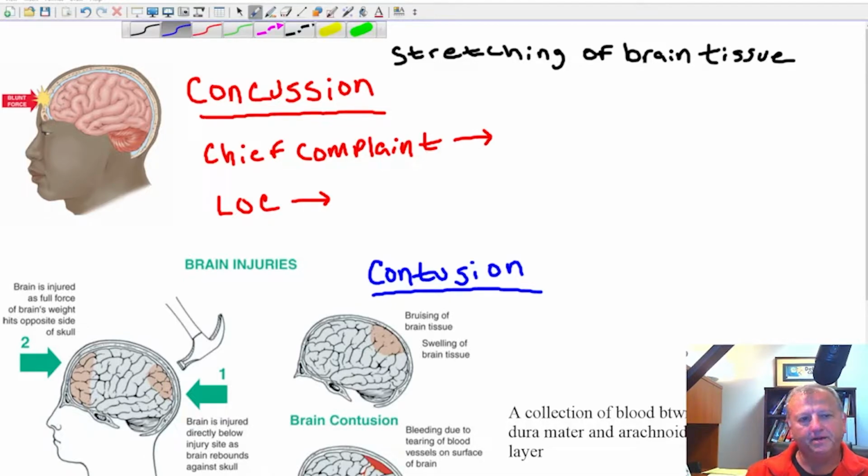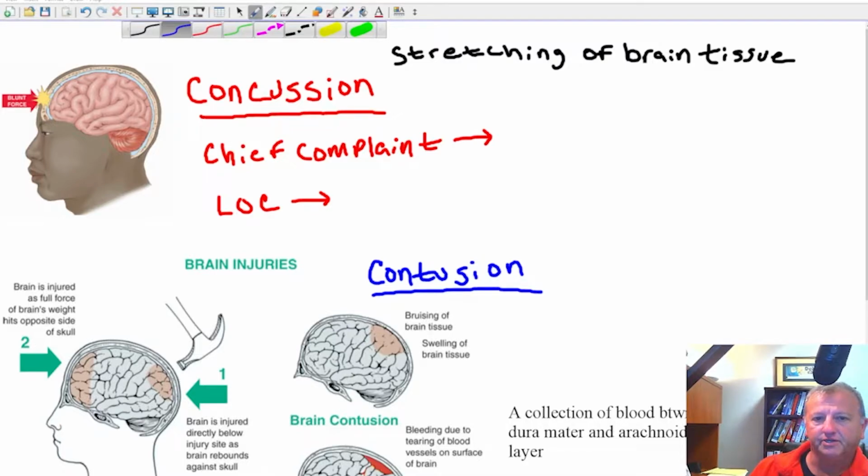Let's talk about it. We're going to talk about concussions. We're going to talk about contusions. We're going to talk a little bit about epidural hematomas, subdural hematomas. We're going to talk about increasing intracranial pressure, and we're going to talk about how to recognize that that's going on. Let's jump right into it.